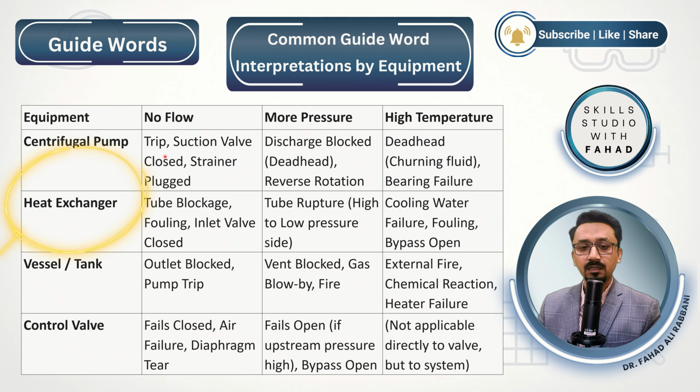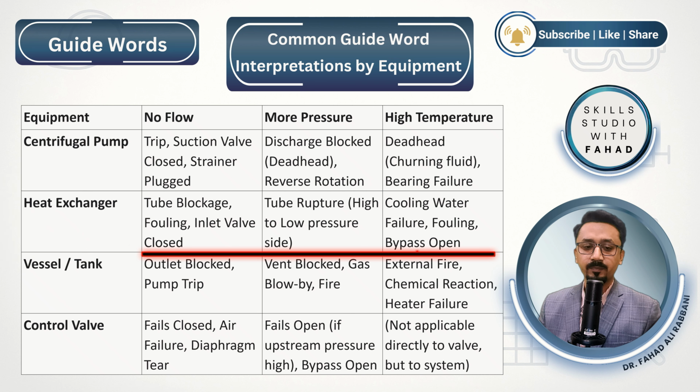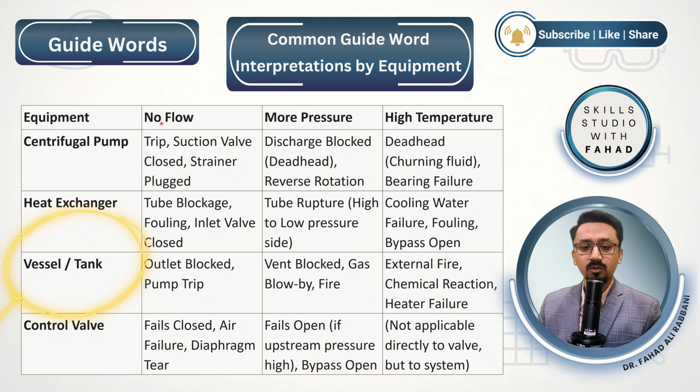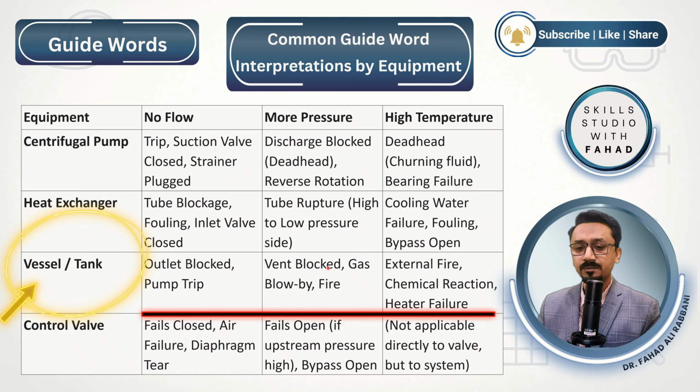For heat exchanger, no flow means tube blockage, fouling, inlet valve closed. More pressure means tube rupture, high to low pressure side. High temperature means cooling water failure, fouling, bypass open. For a vessel or tank, no flow means outlet blockade, pump trip. More pressure means vent blocked, gas blow by or fire. High temperature means external fire, chemical reaction or heater failure.